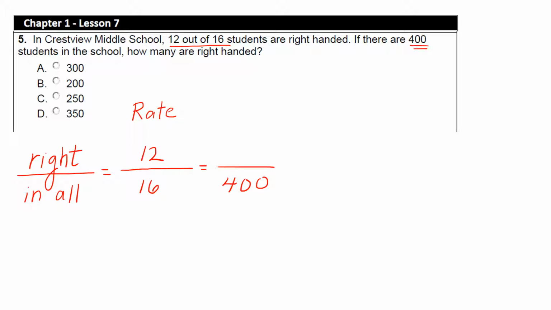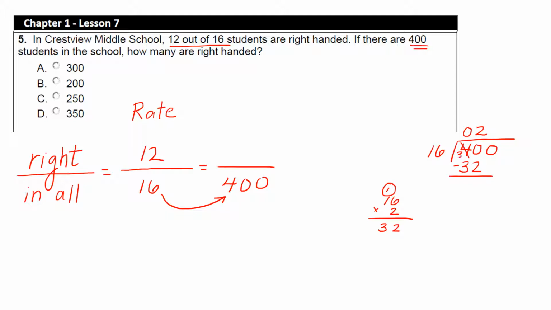To complete this ratio, we need to figure out how do we get from 16 to 400. Now, this isn't an easy math fact, so we actually have to do a little side work here. So we have to figure out 400 divided by 16. 16 cannot divide 4, so I'm going to put a 0 there. 16 can divide 40 two times. 2 times 16: 6 times 2 is 12, carry the 1. 2 times 1 is 2, plus 1 is 3, so we have 32. We can borrow. 10 take away 2 is 8, bring down the 0.